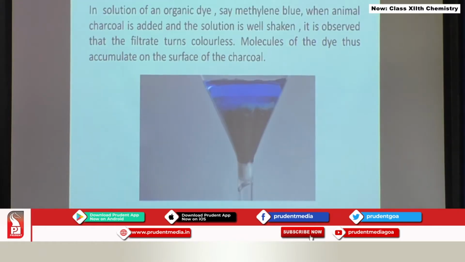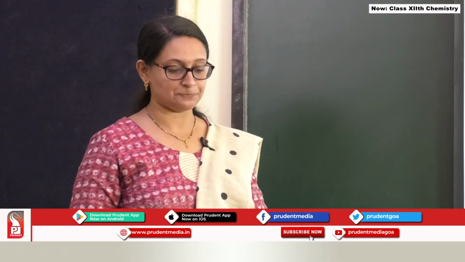We have a methylene blue solution, and that is acting as a dye, and when this methylene blue is dropped over the animal charcoal, this is a glass funnel that you can see, there is animal charcoal and methylene blue solution is being poured here. So, what is going to happen? Methylene blue particles or molecules are going to get adsorbed on the surface of this charcoal, and what comes out from this funnel is a crystal clear liquid. So, this is another example of adsorption.